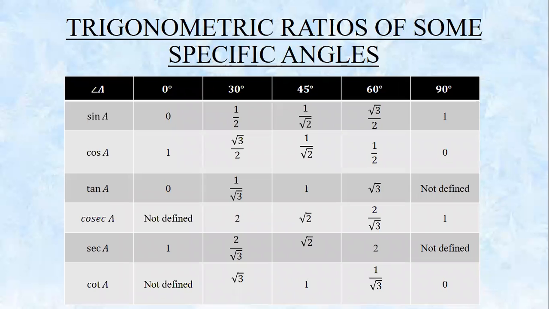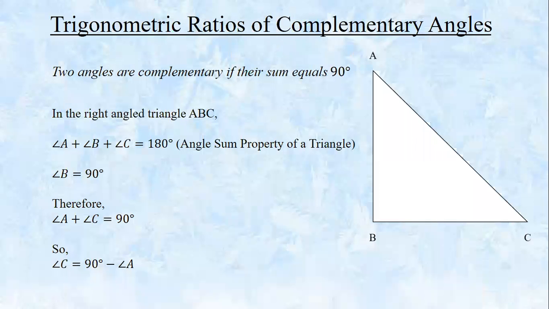And in the previous video, we have seen trigonometric ratios of some specific angles, the values for all six trigonometric ratios at the angles 0, 30, 45, 60 and 90. Now we move on to trigonometric ratios of complementary angles. Two angles are said to be complementary if their sum equals 90 degrees.